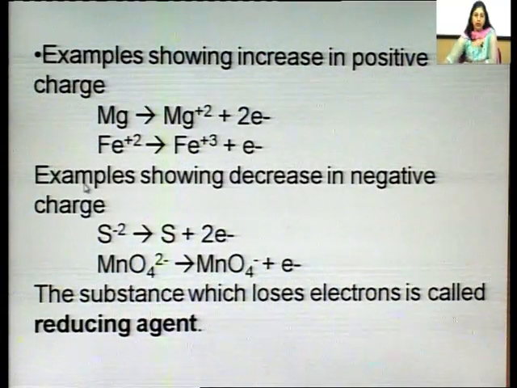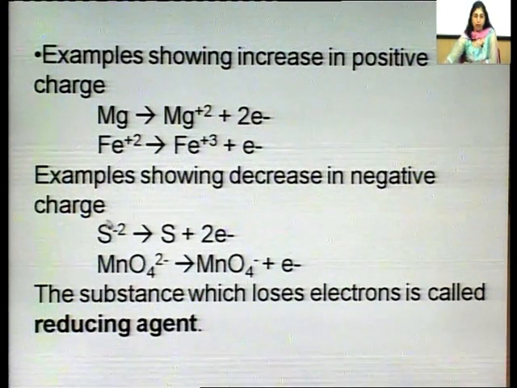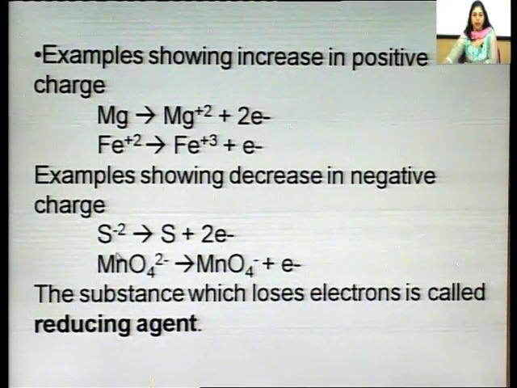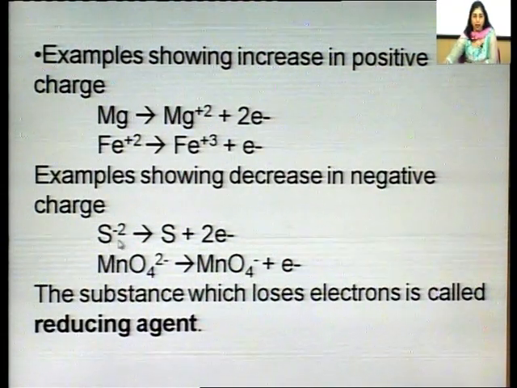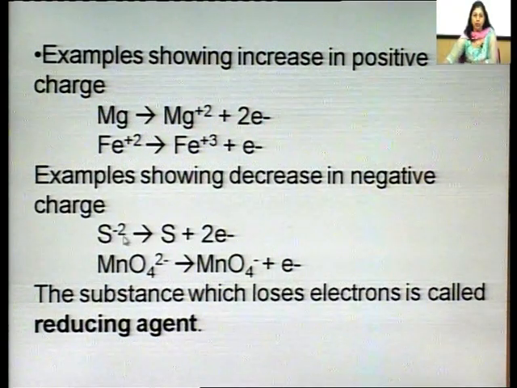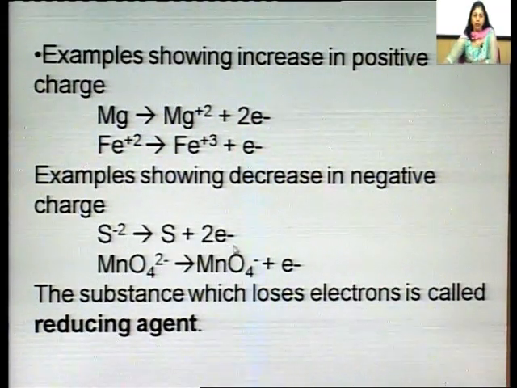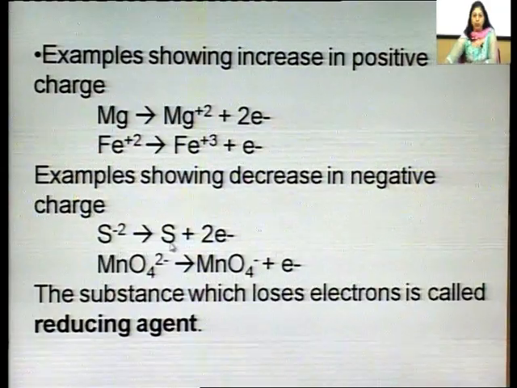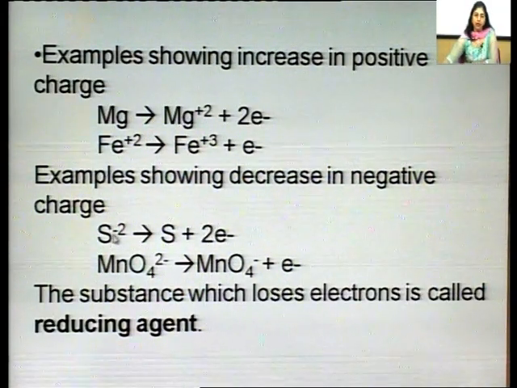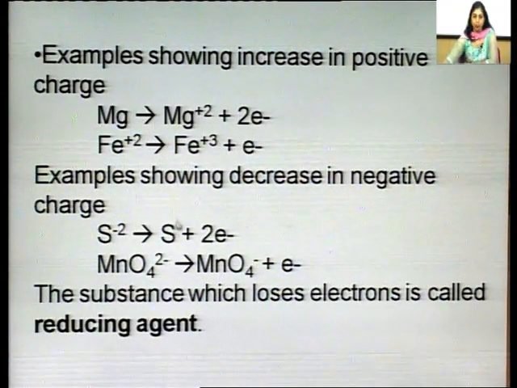Now, I am giving you the examples which show decrease in negative charge. So, after oxidation, that is, after the loss of electrons, there is a decrease in negative charge. For example, when sulfide ion having -2 charge undergoes oxidation and it loses 2 electrons, after this process it acquires zero charge, means there is a decrease in negative charge from -2 to 0.